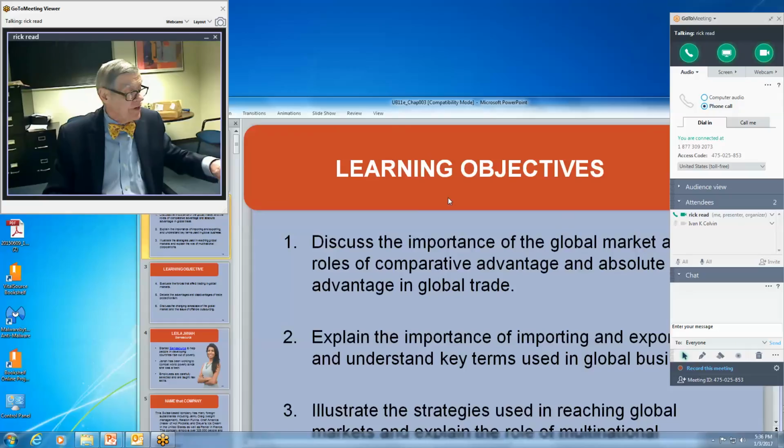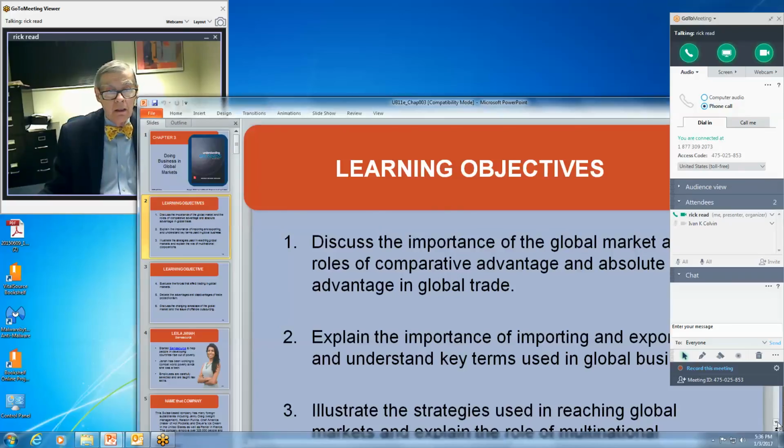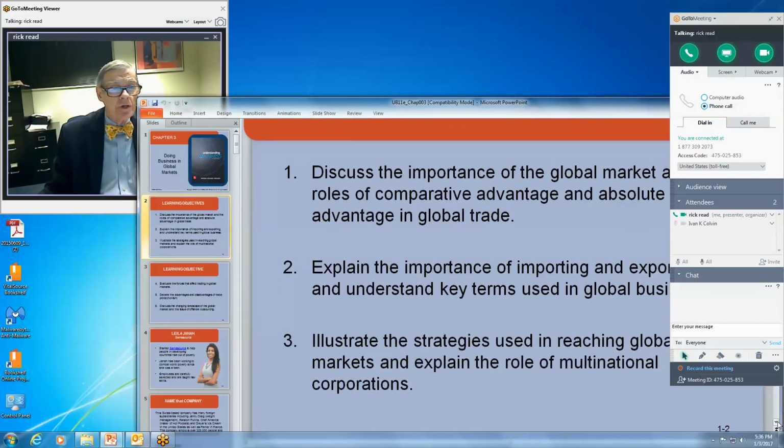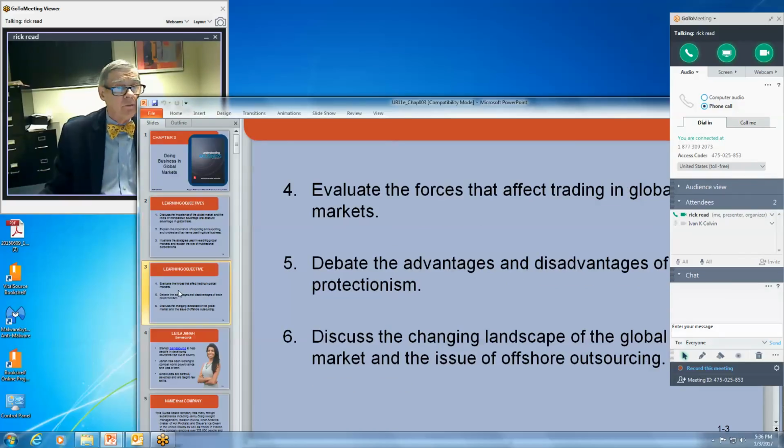Talking in this chapter about global trade, our learning objectives: discuss the importance of global markets and the roles of comparative advantage and absolute advantage in global trade. Explain the importance of importing and exporting. Illustrate the strategies used in reaching global markets and explain the role of multinational corporations. Evaluate the forces that affect trading in global markets. Debate the advantages and disadvantages of trade protectionism. And then finally, discuss the changing landscape of the global market and issues of offshore outsourcing, which we've talked a little bit about, and we'll discuss a little bit more shortly.